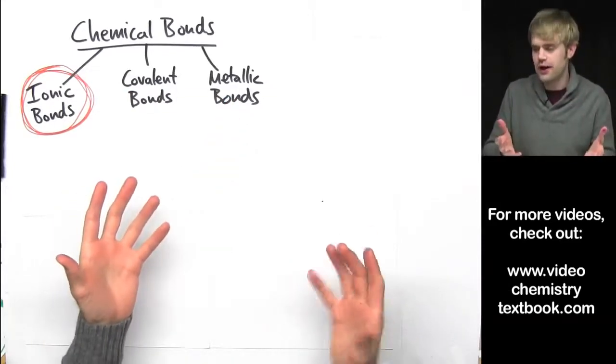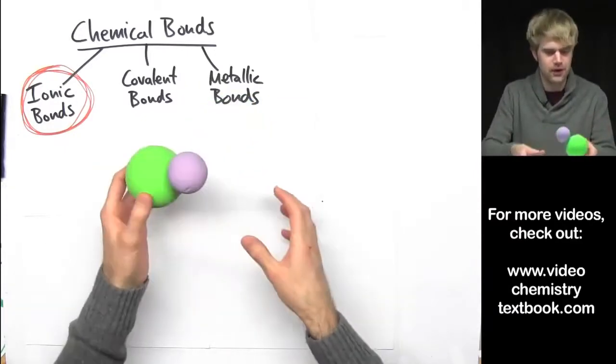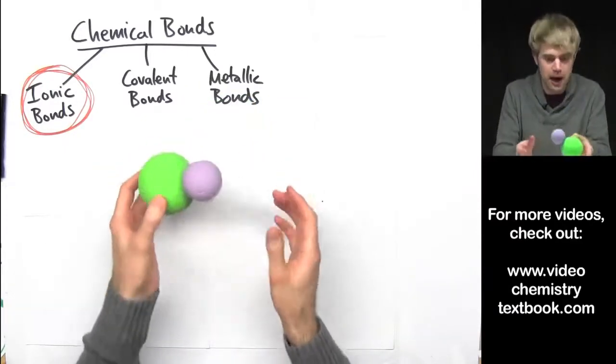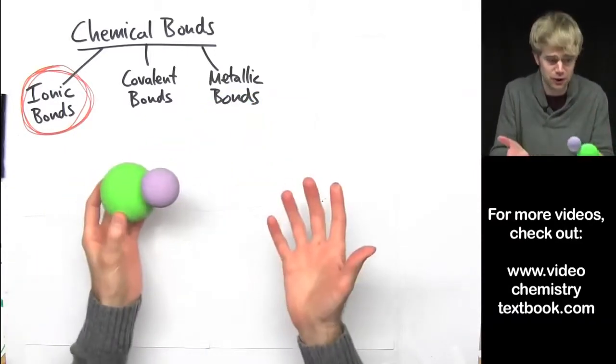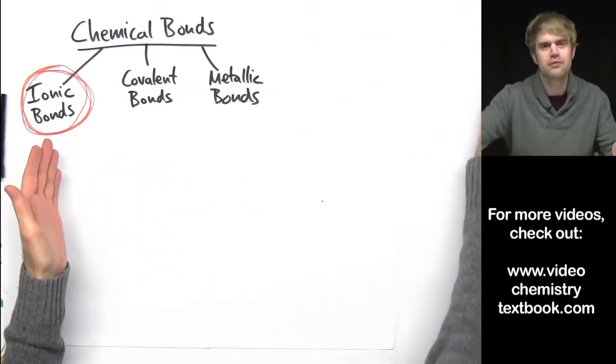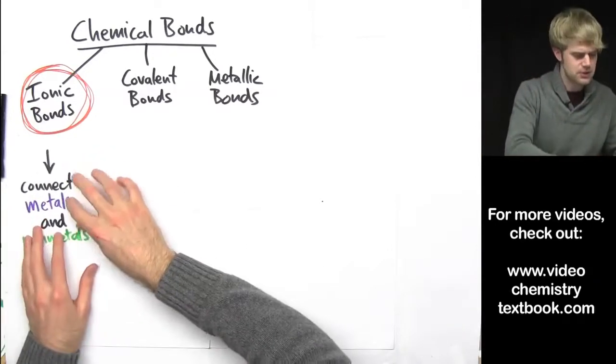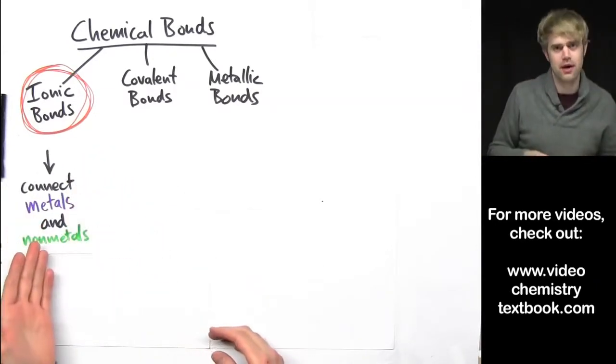Chemical bonds are like glue that holds atoms together. Okay, like here are two atoms that are bonded together, they're connected, they're glued. Now, ionic bonds are the type of chemical bond that hold together metal atoms with non-metal atoms.